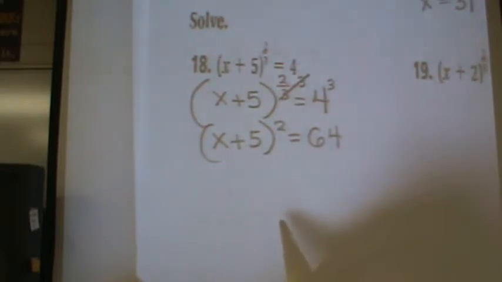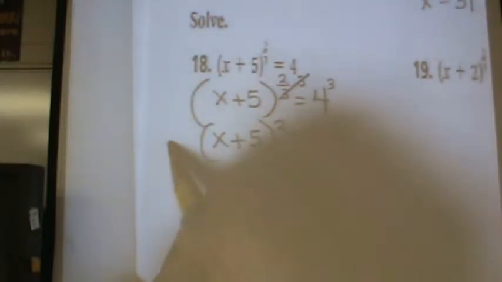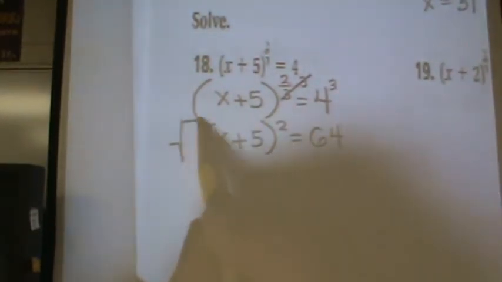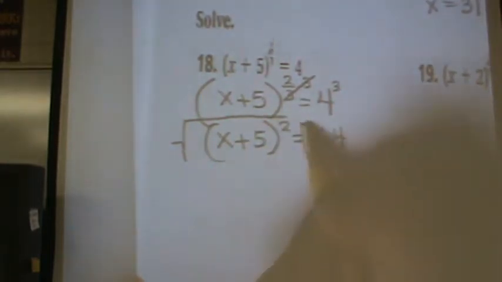Then we have, I don't know what that's called, but yeah. Square root.